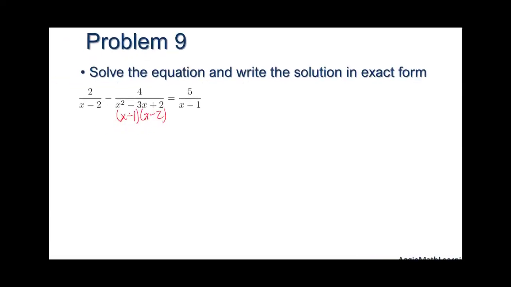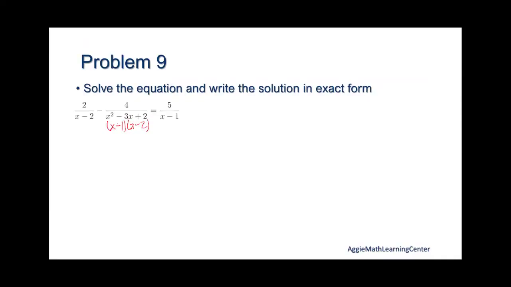Negative 1 over x minus 1 times 2, x minus 2. All right.